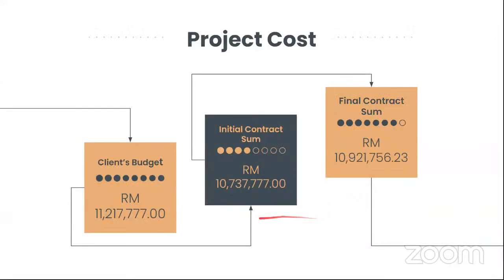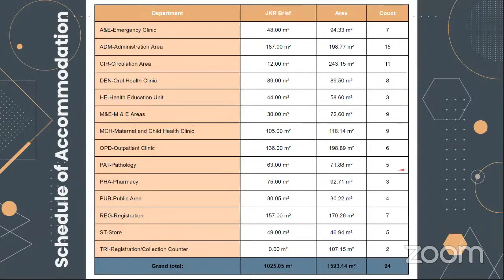Next slide is the project cost. In this project, the client budget is 11,270,777 ringgit. Then the initial contract sum is 10,737,777 ringgit. However, due to some variation during the project, the final contract sum increased to 10,921,756 ringgit.